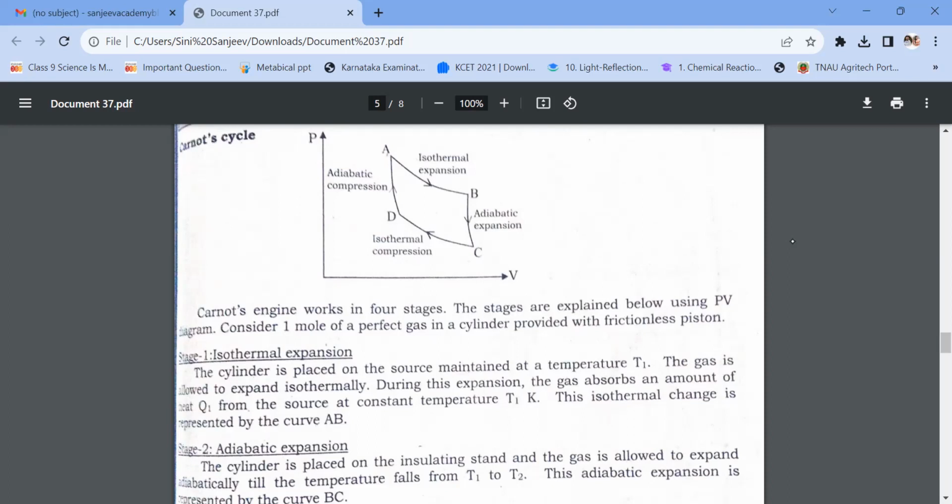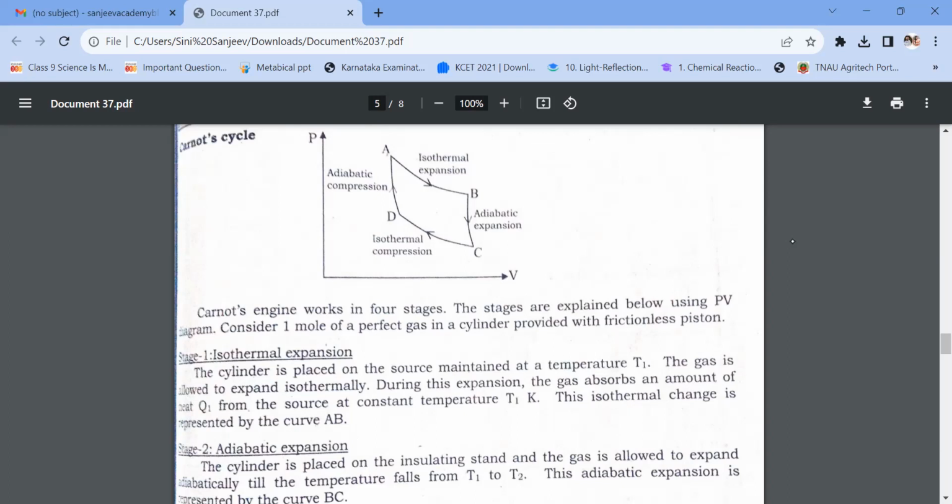Correct? So the gas which is there in the cylinder is allowed to expand exponentially. So there is isothermal, I told you, the temperature is constant. So the heat molecules are transferred to where? To the cylinder gas. You got the point? So temperature is constant. Whenever you hear isothermal, temperature is constant.